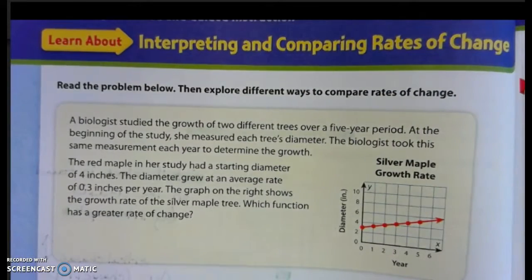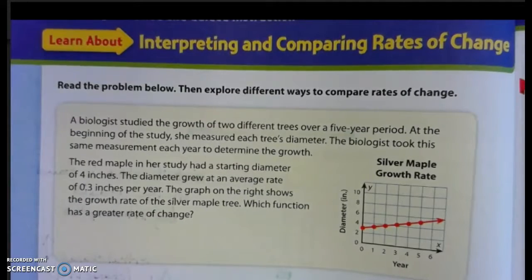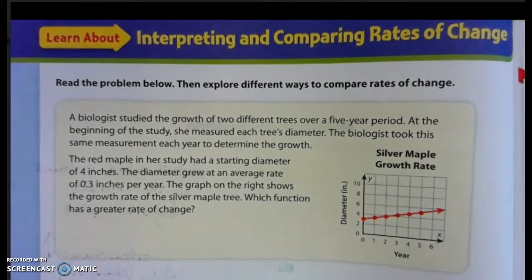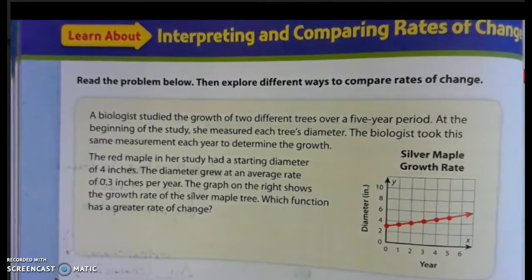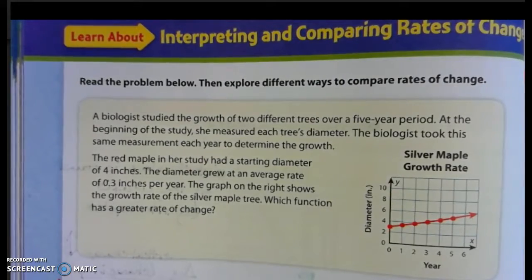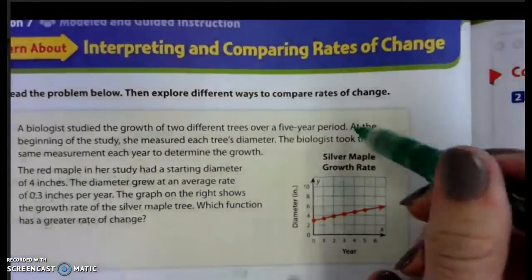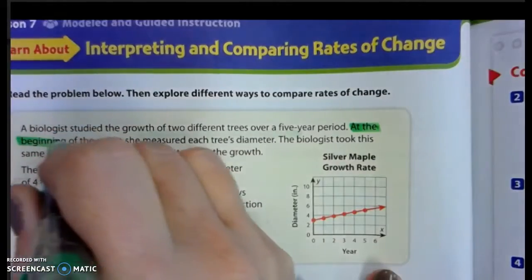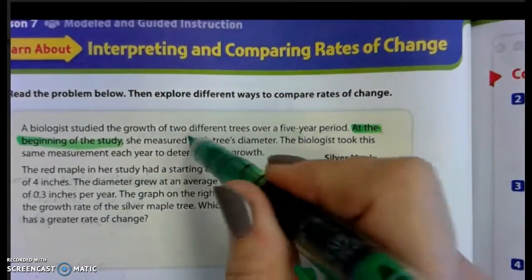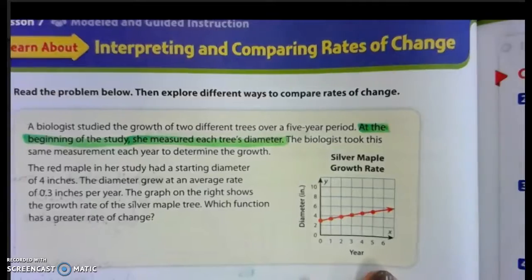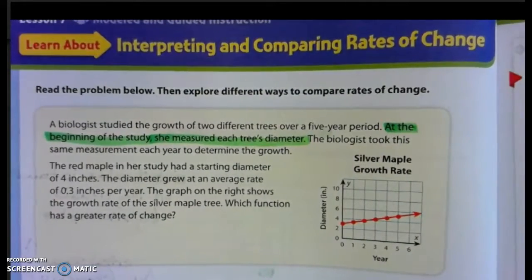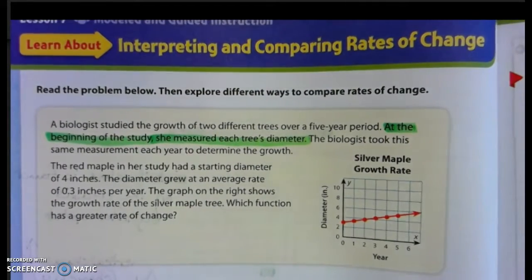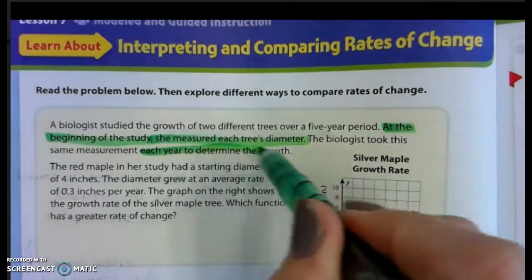Now, in this problem, a biologist studied the growth of 2 different trees over a 5-year period. At the beginning of the study, guess what? At the beginning should tell you something. At the beginning of the study, she measured each tree's diameter. The biologist took this measurement each year to determine the growth.